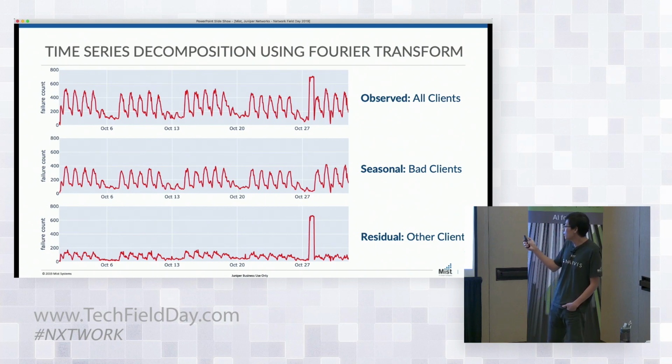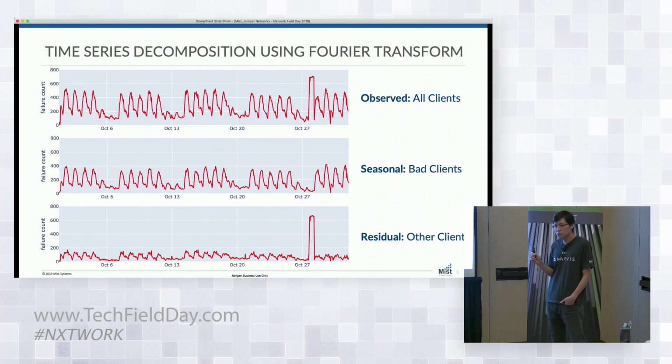You can see the top graph here is the total observed failed connections from all of the clients from that site. There are some seasonal signals in this graph, mixed with occasional jobs and dips. So the first thing Marvis does is use a Fourier transform-based time series decomposition model to extract the seasonal signal out from the observation, which is shown in the middle graph.